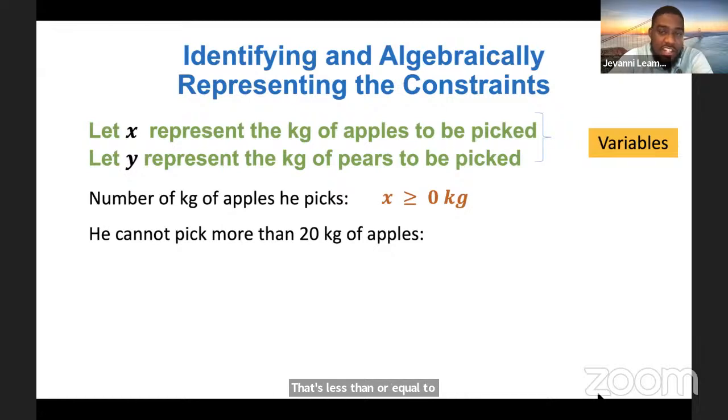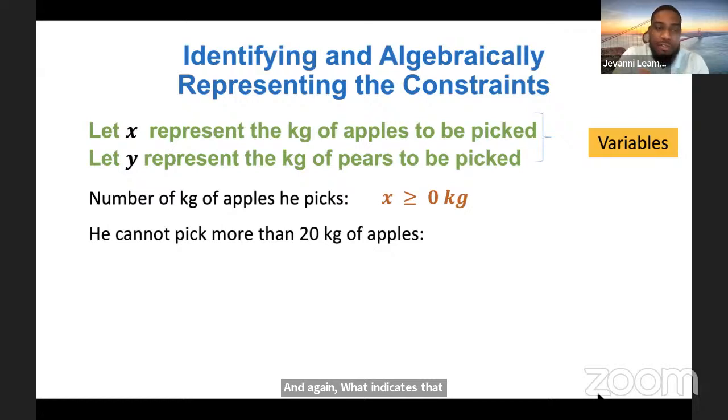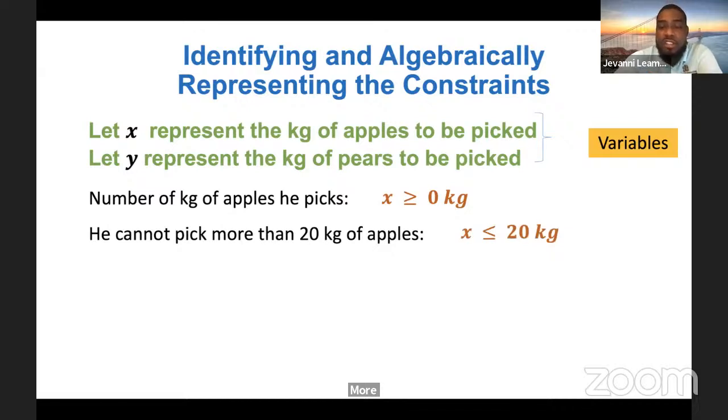All right, Shanoya, thanks much. Shanoya, do you want to speak? Sure, I agree. And Moya, I would have believed that you agree too. And does everybody else agree that X is less than or equal to 20? And again, what indicates that you're using the less than or equal to symbol? What phrase indicates that? More than. All right, and it says he cannot pick more than, right? So that's one inequality, and that's 2 inequalities.